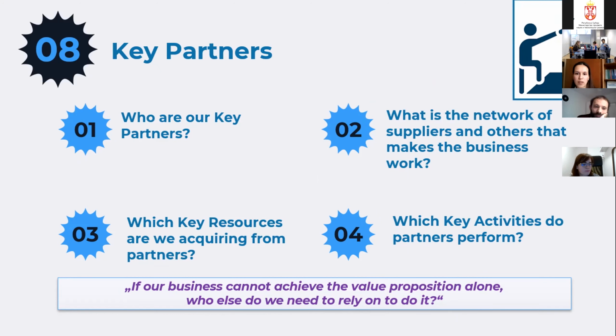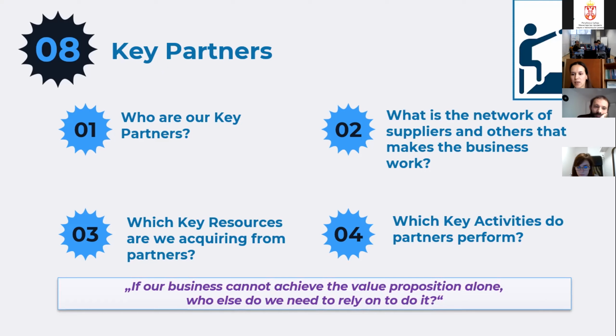This block of the business model canvas describes the network of suppliers and other companies that make that business model work. It's a list of external suppliers and companies that we may need in order to achieve key activities and to deliver our value proposition to the customers. So we can say that they are key partners to achieve the value that our business promises to our customers.